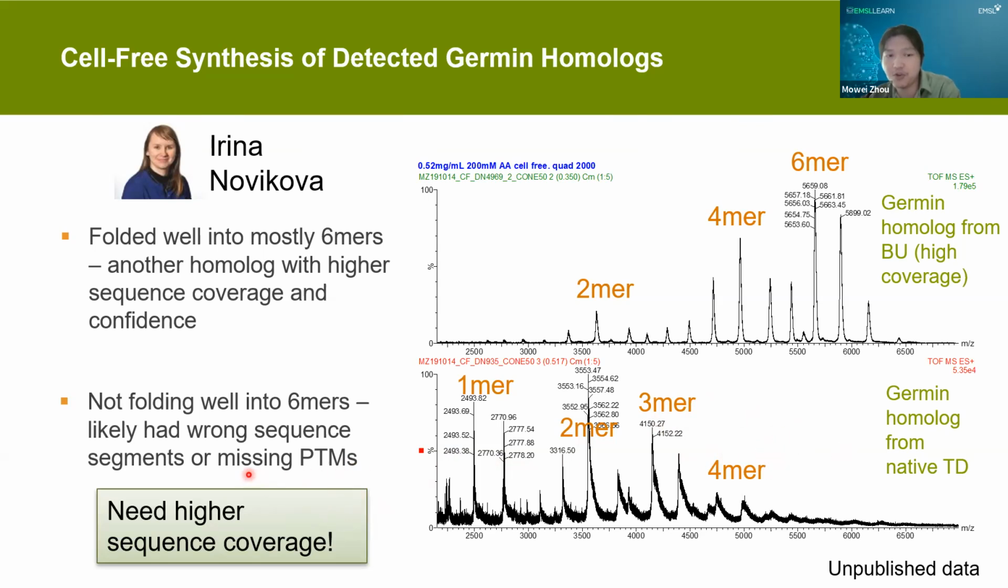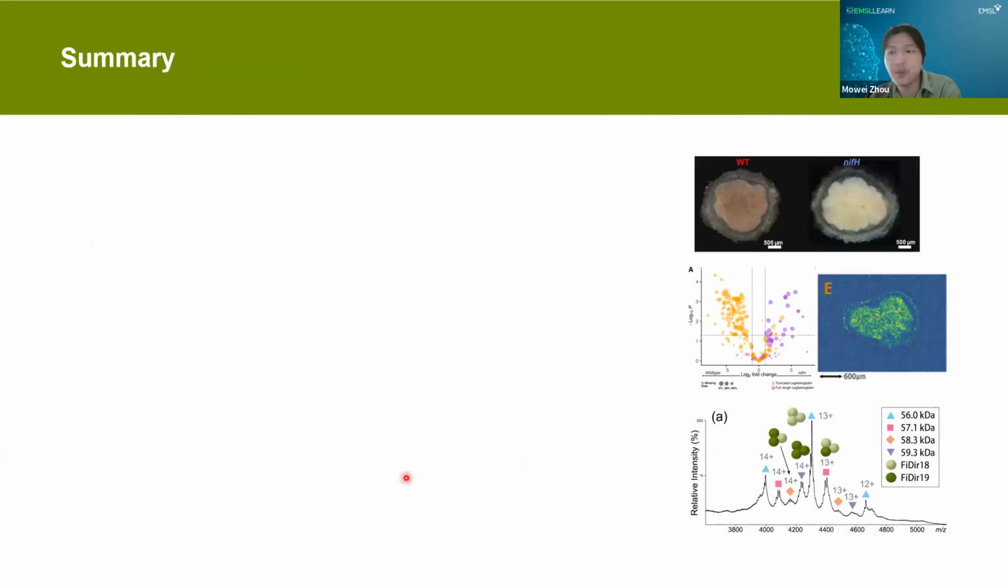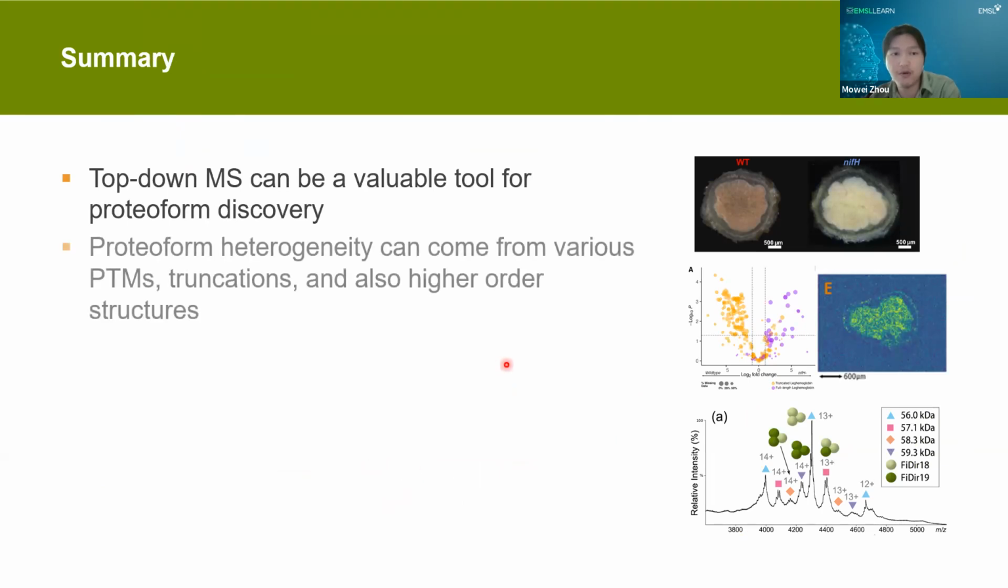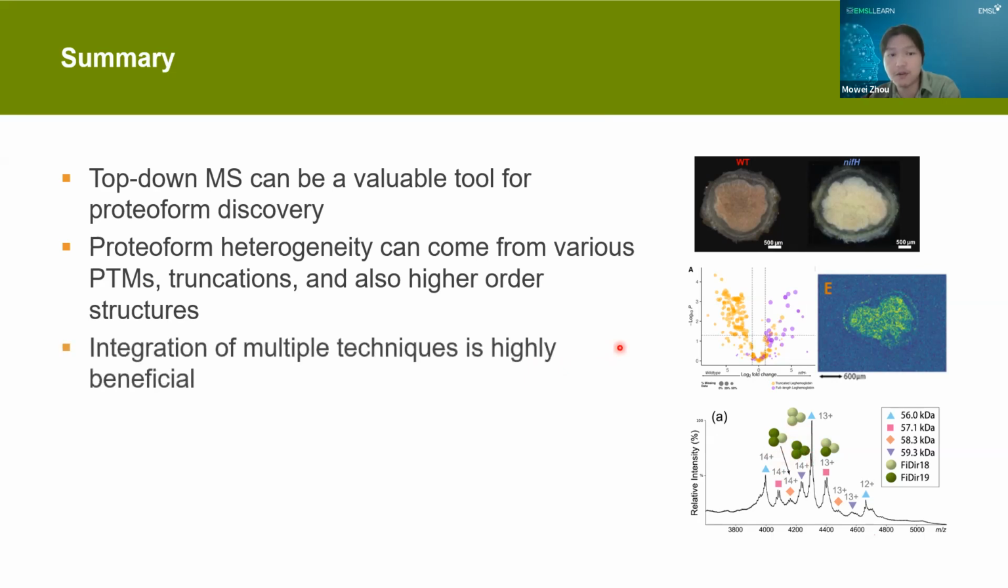Especially if we have unknown PTMs, that will be even more challenging. And some of the PTMs may be essential to assemble the protein complexes, which I don't have time to discuss in detail right now, but I'm happy to talk about that. To wrap up, I just want to summarize that top-down mass spectrometry is a very valuable tool for discovery of proteoforms. And the proteoform can have a lot of different forms, including chemical modifications, terminal truncations by proteases, and also the higher order structure, for example, the heterocomplexes between homologs that can have potentially interesting functions.